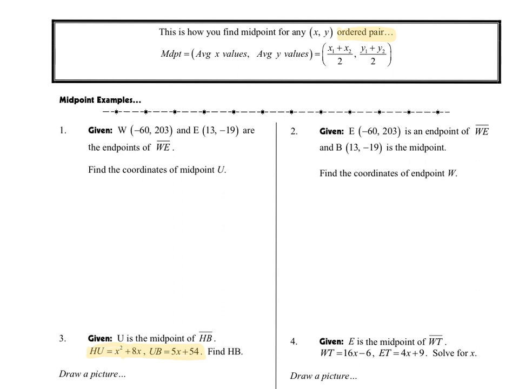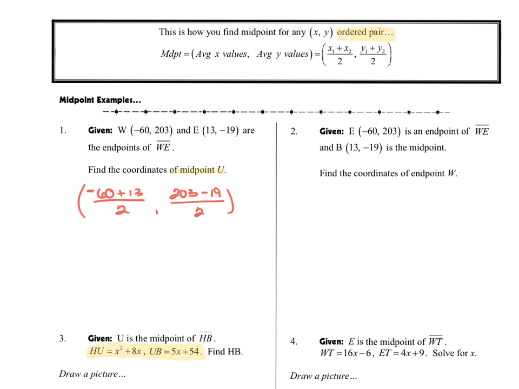So on our first example here, we're given 2 ordered pairs and we're told that they are the endpoints, and we're specifically told to find the coordinates of the midpoint. So it's not any big deal at all. We can actually just jump right into our formula if we want. I'm going to add those x coordinates, -60 plus 13. It does not matter which point you call point 1 and which you call point 2. I'm going to take my 203 and add the -19, which actually means to subtract 19. And I'm going to divide that by 2 because we're taking an average.